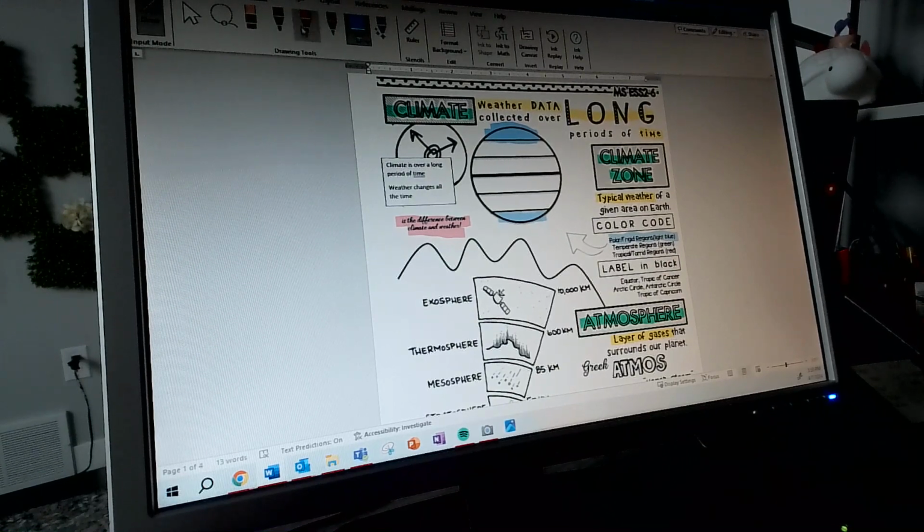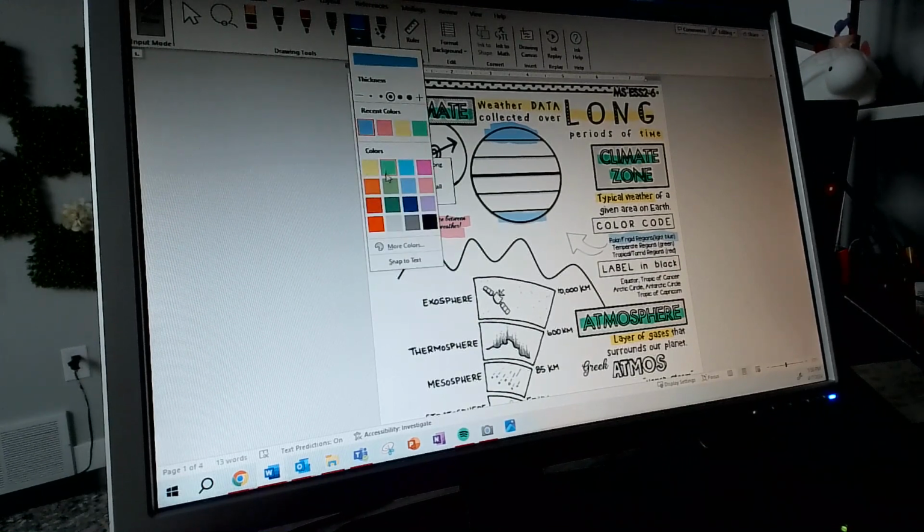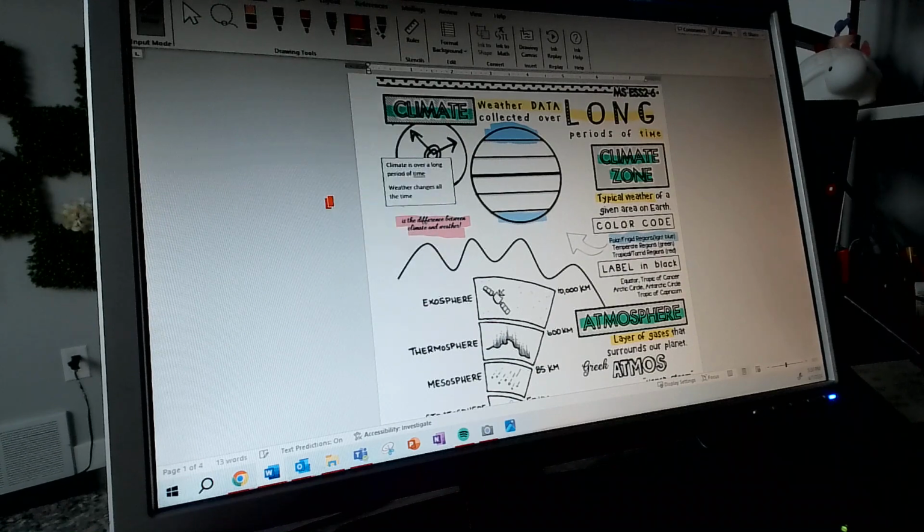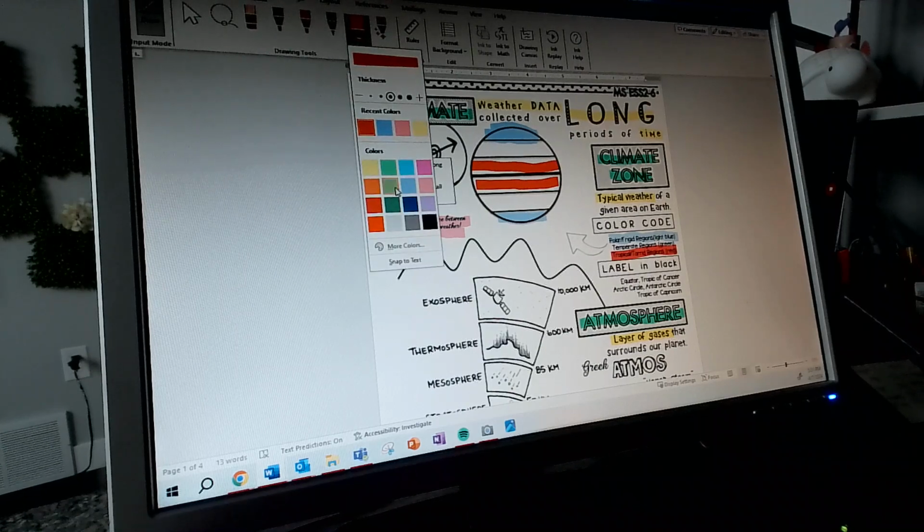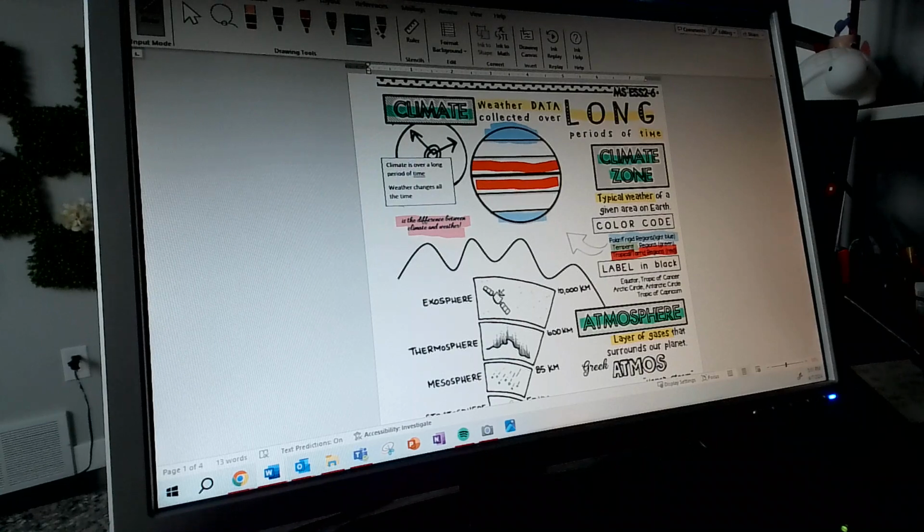Where would it be super duper warm? By the equator or up toward the poles? By the equator. So I'm going to highlight this red for the tropical or torrid regions. And then finally in green, this is the temperate regions. And this is going to be found right in between.